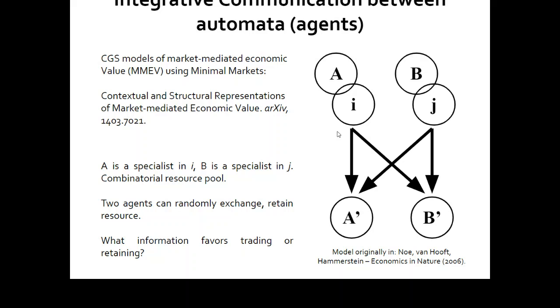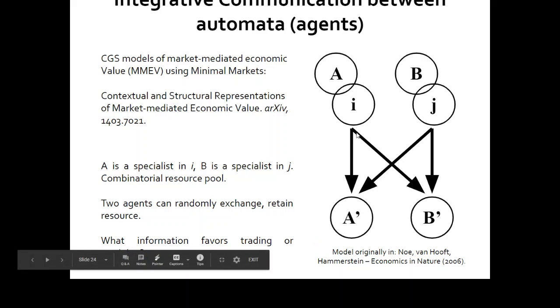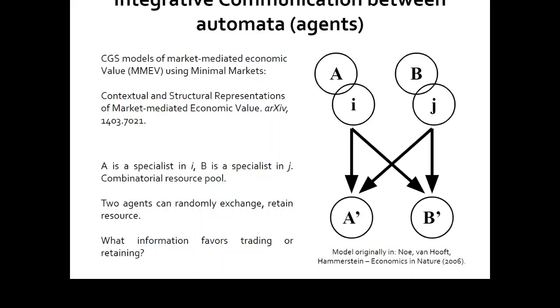And so, we thought about this in terms of pairwise comparisons of agents with different specialties, and then they randomly exchange resources or retain resources. And then this is what information favors trading or retaining. So you can model trading, retaining, and then look at the value of things over time. And so this is based on economics in nature, and it's a model by Noe and Van Hooft and Hammerstein. And this is an economic model, but it's also based on the CGS agents.